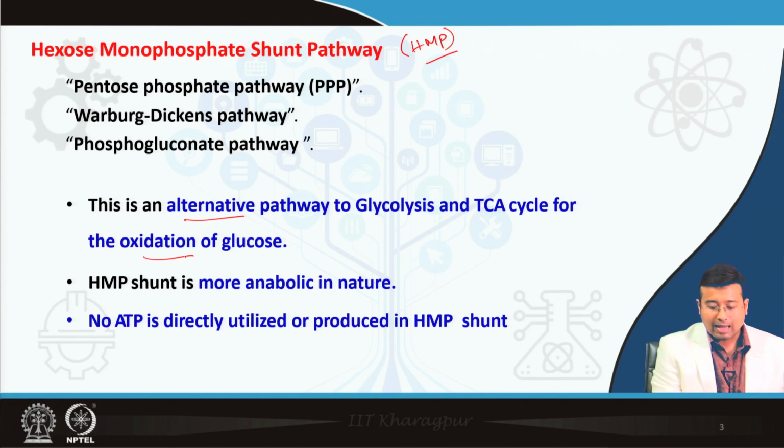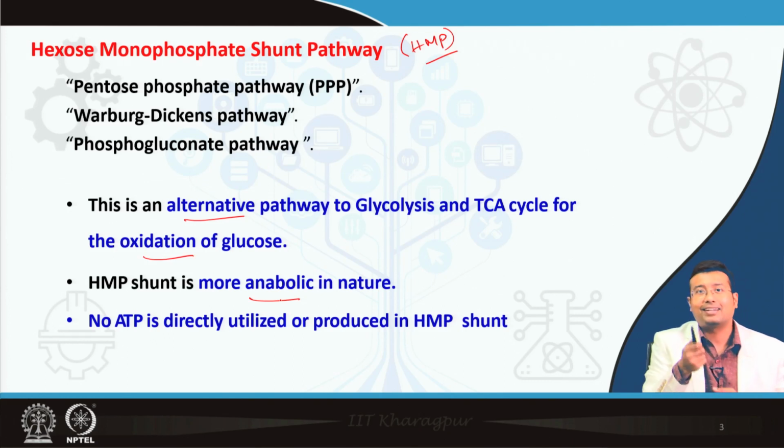HMP shunt is anabolic in nature. Again, an important keyword because it will help you to understand the regulation of HMP shunt. And no direct ATP is produced or utilized in HMP shunt. This is also another important thing that we need to remember when we are discussing HMP shunt.